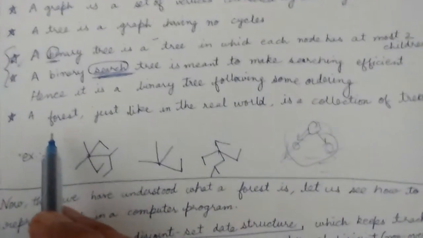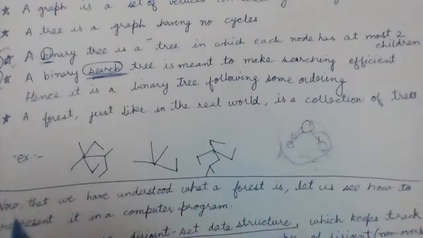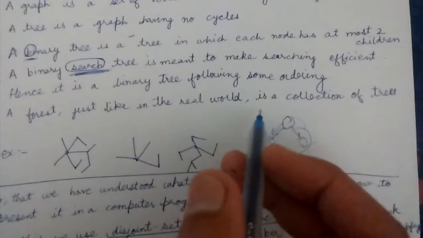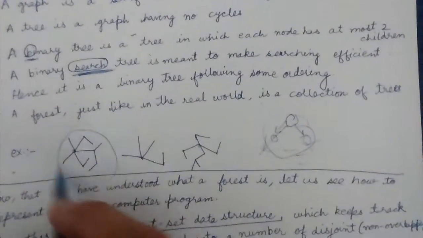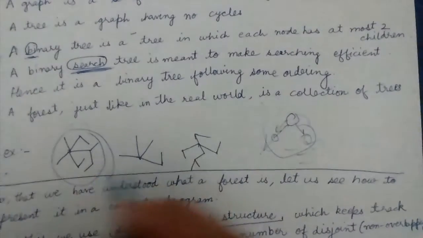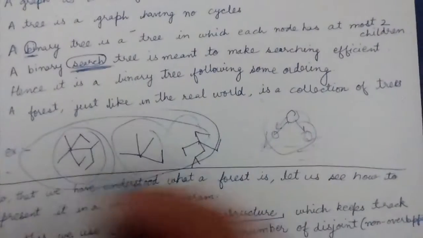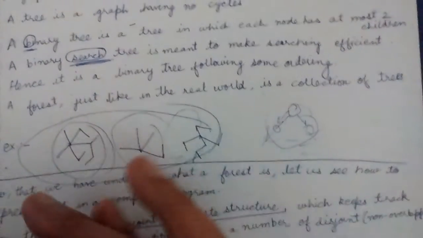So a forest, just like in the real world, what is a forest? A collection of some trees, a lot of trees in fact. So it is a collection of trees. This is one tree because it does not have a cycle and is a graph. This is another tree, this is another tree. This whole is called a forest. So this forest contains 3 trees. It may contain more trees, it may contain fewer trees also.